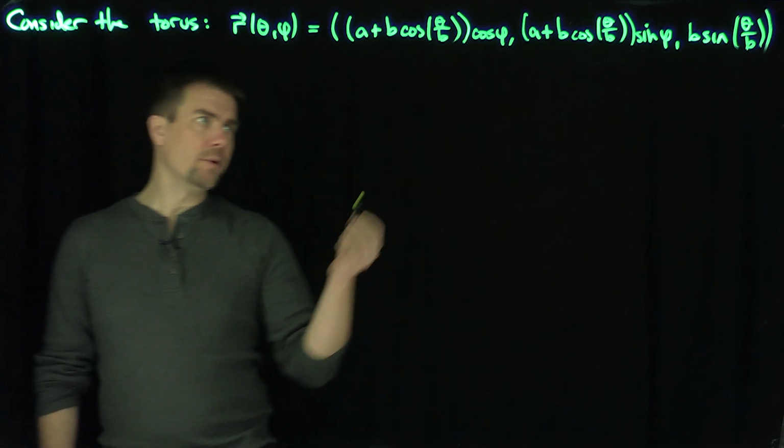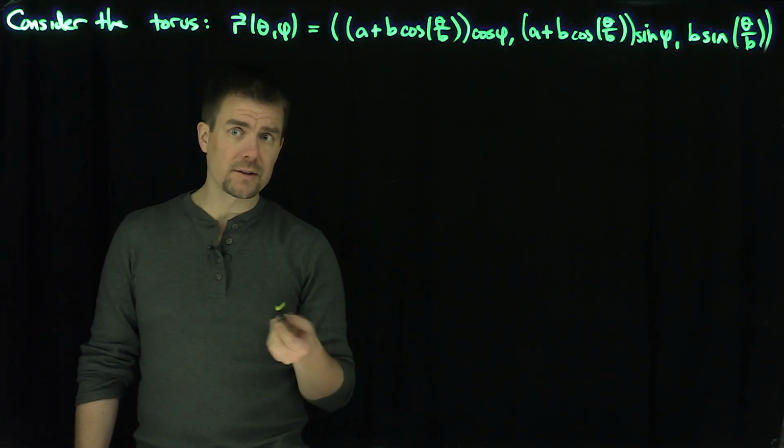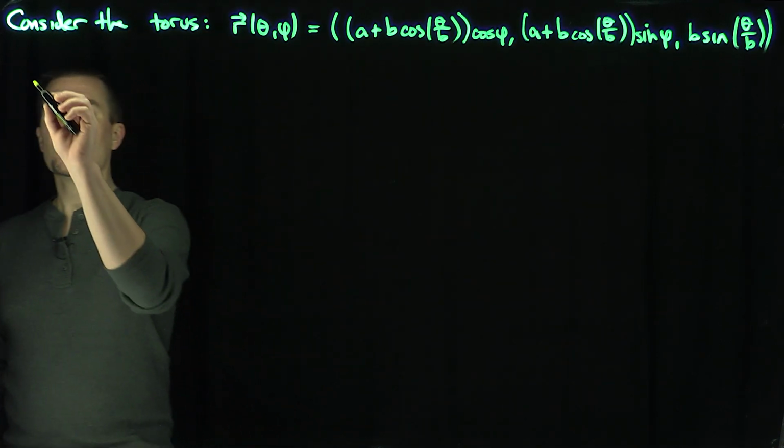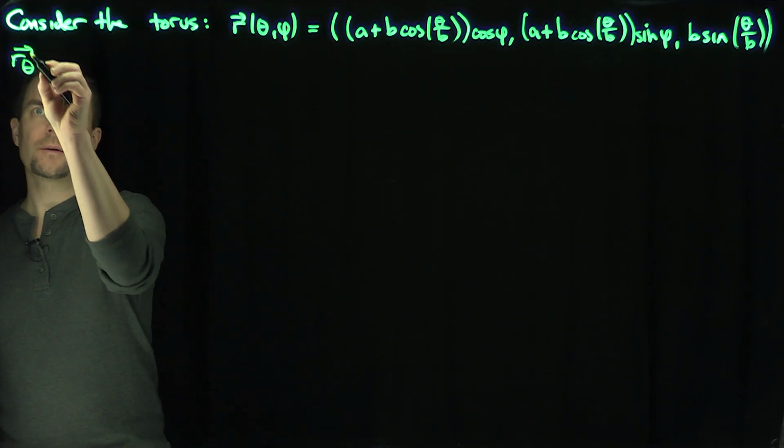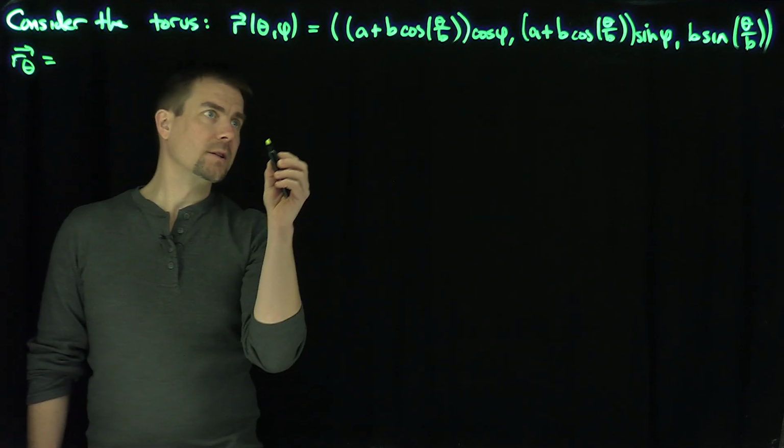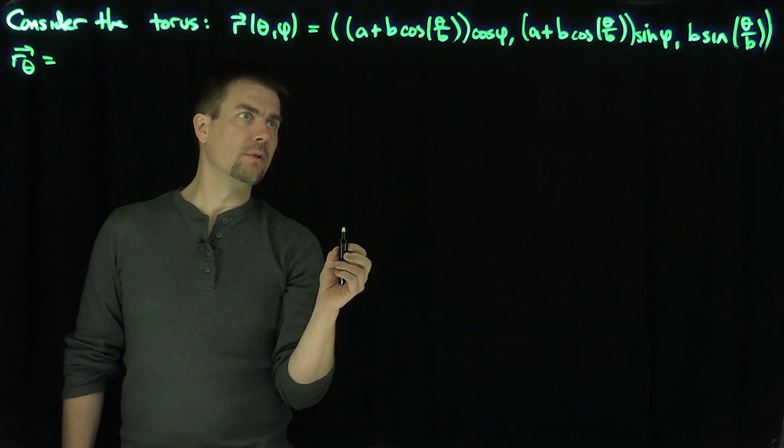And the reason I'm doing this is I want the first fundamental form to be in a nice compact form, okay? And so now let's compute the first fundamental form. So what's my r theta going to be? My r theta over here is going to be just the derivative of this thing over here.